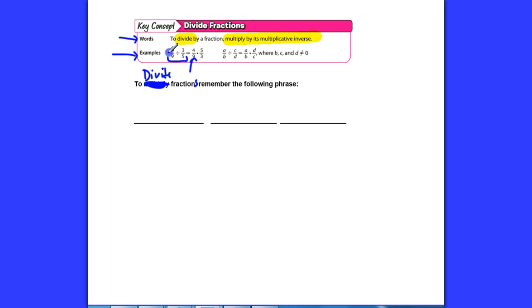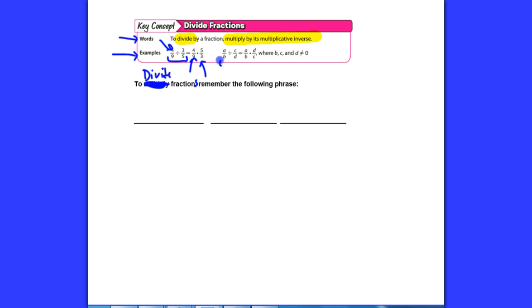They took the 4/9 and they kept it, 4/9. But then they changed it to multiply. Then look what they did to the 3/5. They flipped it. They kept that number, they changed it to multiply, they changed it to the reciprocal.